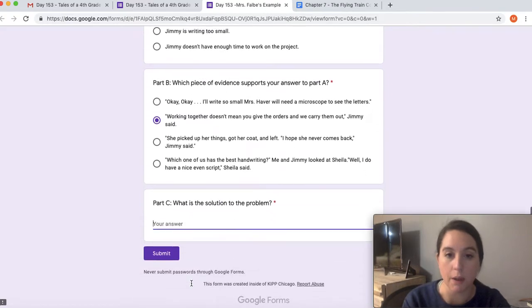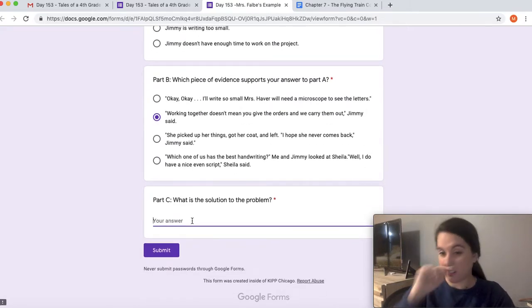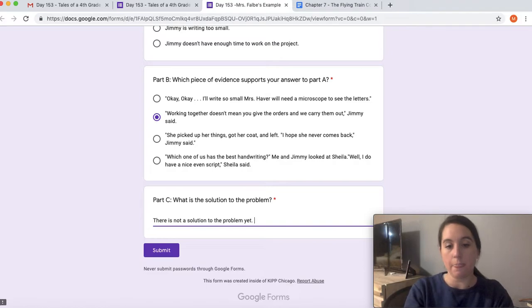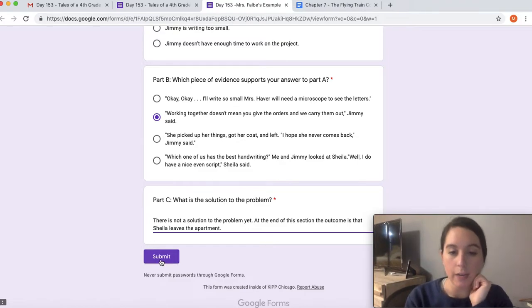So what is the solution to the problem? Now, this is where it gets different because down here, Sheila leaves. So there's actually not a solution to this problem right now. So I would say there's not a solution to the problem. At the end of this section, the outcome, because it's an outcome, is that Sheila leaves the apartment.